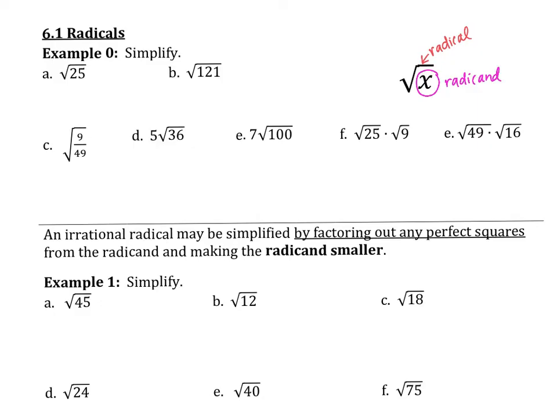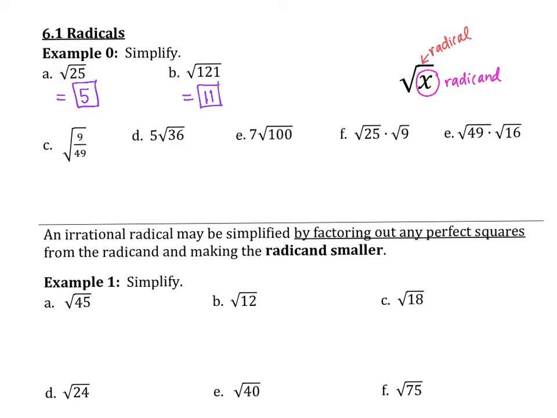Okay, now example 0 is because we already kind of learned these. These are all rational answers. They're all perfect squares, so they have a nice answer. There's no work to show. You guys are very good at these, actually. So for example, for 0a, the square root of 25 is just 5, because 5 squared is 25. No work to show. For b, the square root of 121 is 11, because 11 squared is 121.